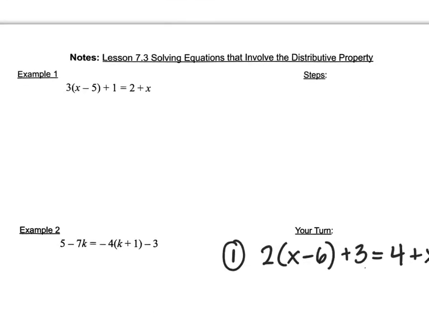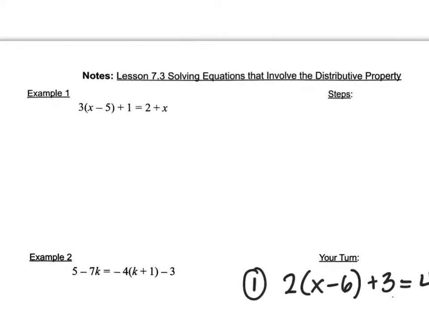This is once again Mr. Bainey, and we're going to take a look at Lesson 7.3, solving equations that involve the distributive property. So this requires that you know how to solve equations that have variables on both sides, which also includes knowing how to do two-step, one-step equations. So let's take a look at example number 1 and write down some steps for you to follow.